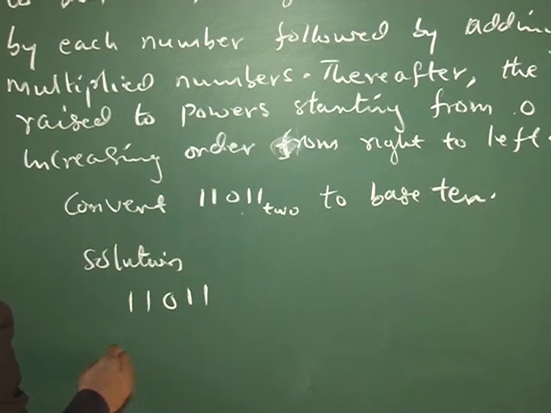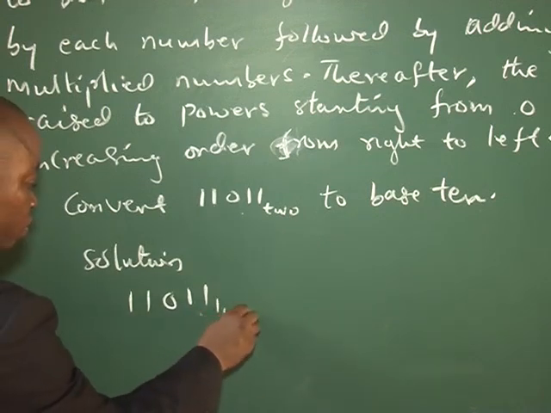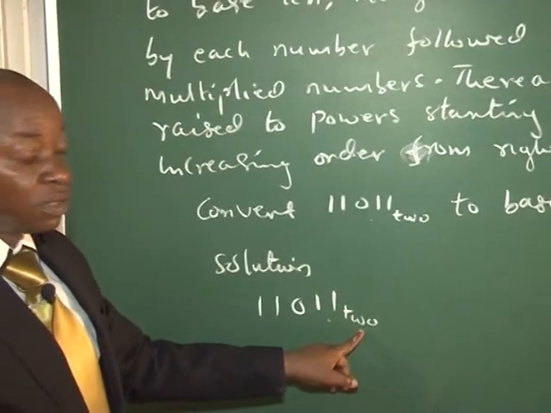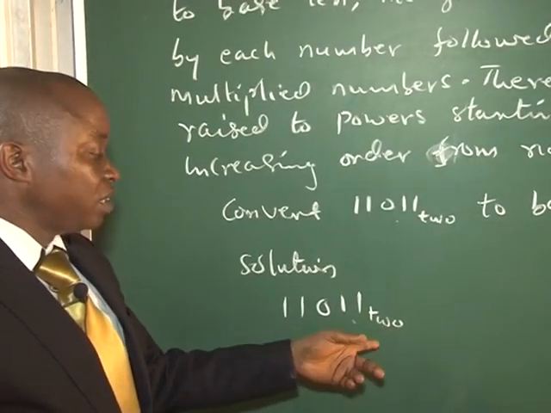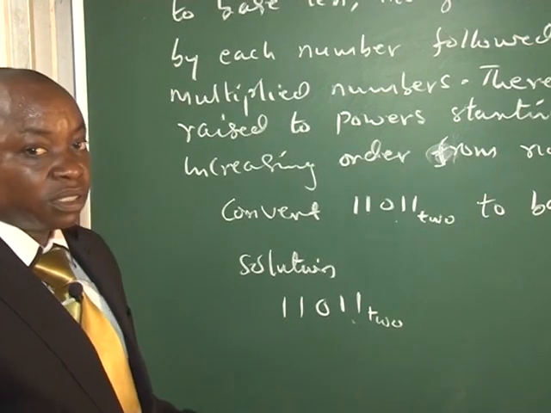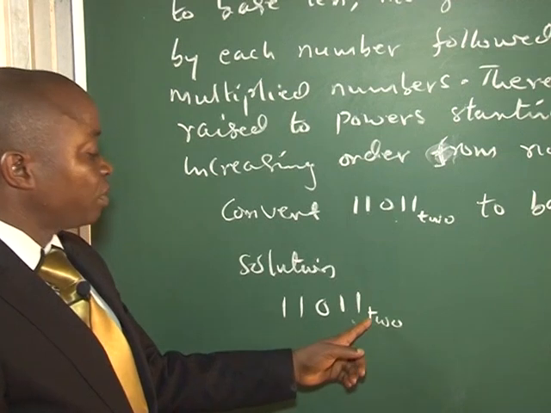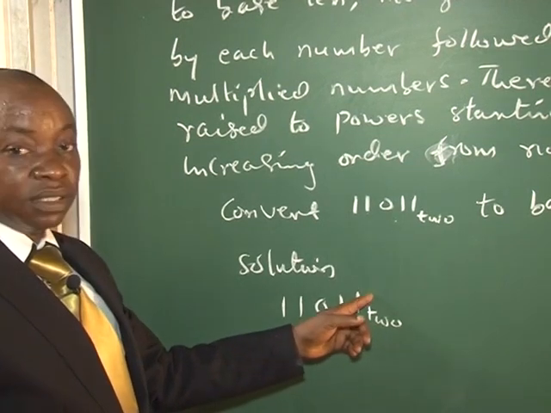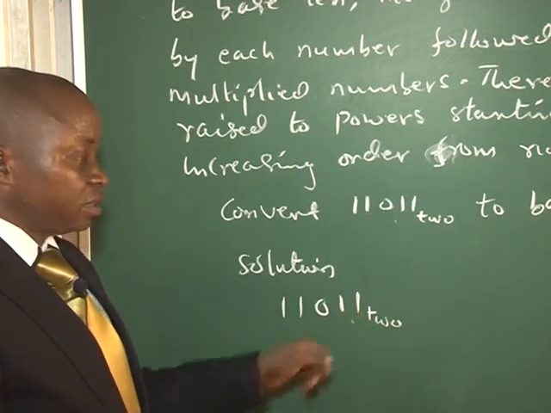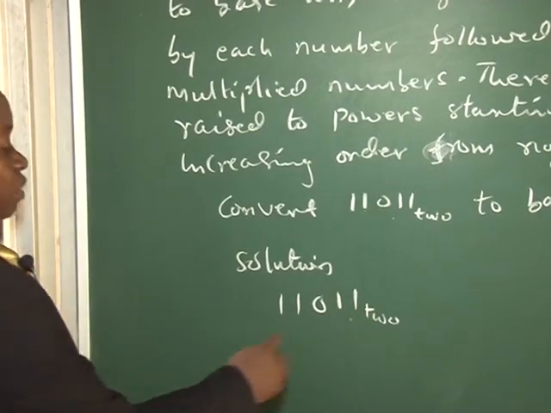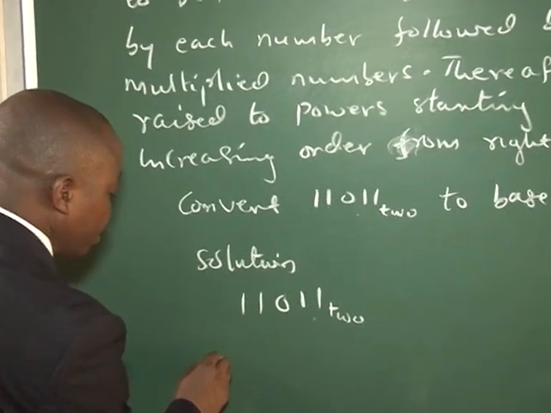Now we have 11011 to base 2. And you see, I'm writing the base in words, not in numbers, because at times it's confusing. If you are writing in numbers, sometimes it looks as if the base is among the numbers. So it is preferable that we write it in this way. Okay, so I'll now do it like this.